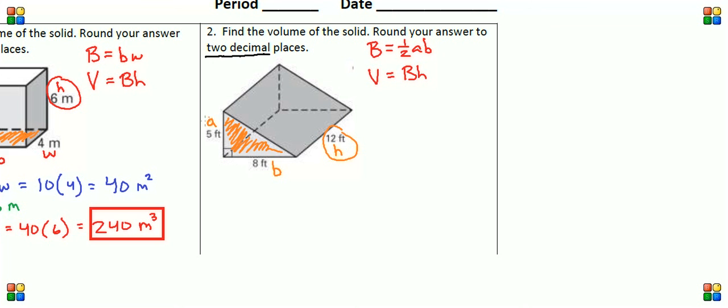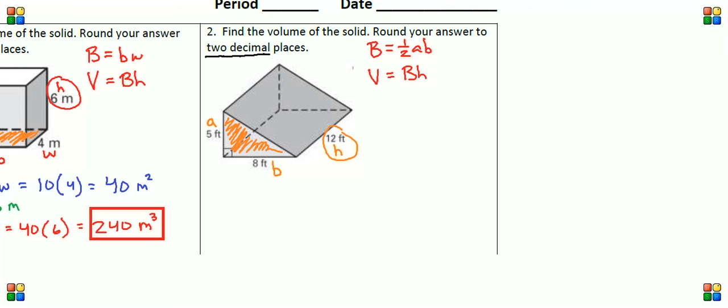So A can't be correct because that is an edge of the base. B can't be correct because that is an edge of the base. And that means this measurement 12 feet must be the actual height of the triangular prism. Remember again, also, height is the distance between the 2 triangular faces. So in this case, 12 feet is the distance between the 2 triangular faces.